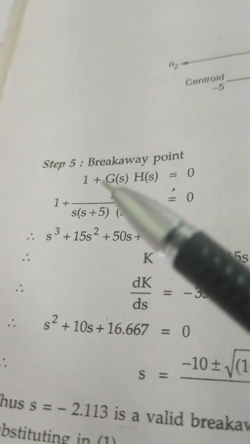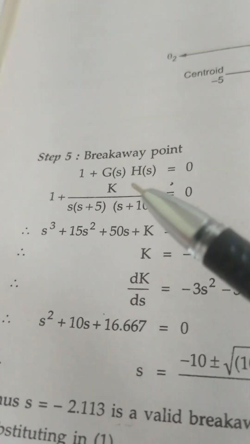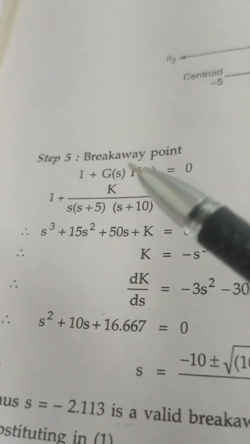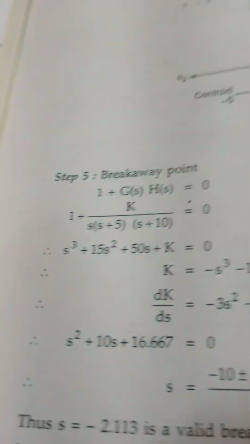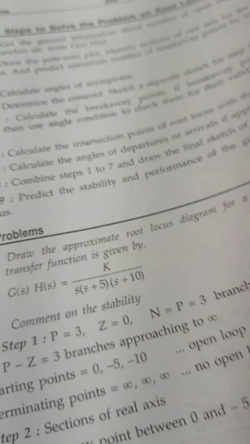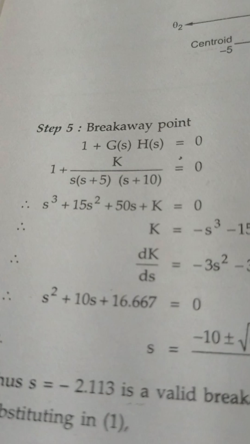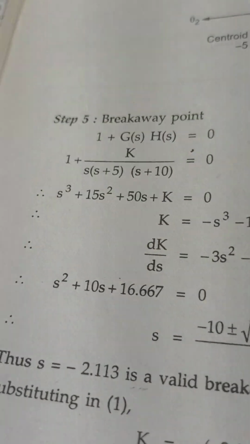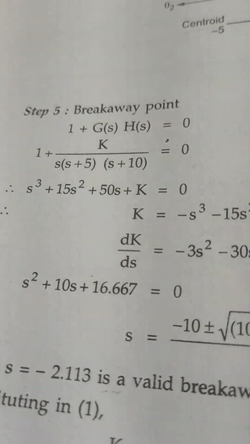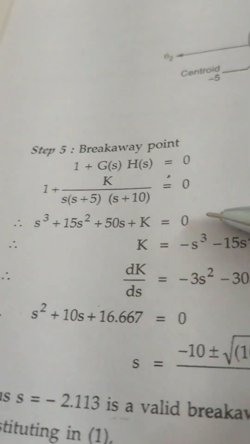We have to set 1 plus g of s h of s equal to 0. Already we know what g of s and h of s are. G of s h of s equals k divided by s into s plus 5 into s plus 10. Substituting this, it will be 1 plus k divided by s into s plus 5 into s plus 10 equal to 0. Rearranging this equation, we get the next equation.